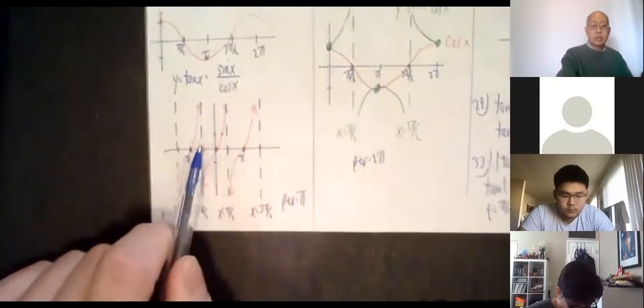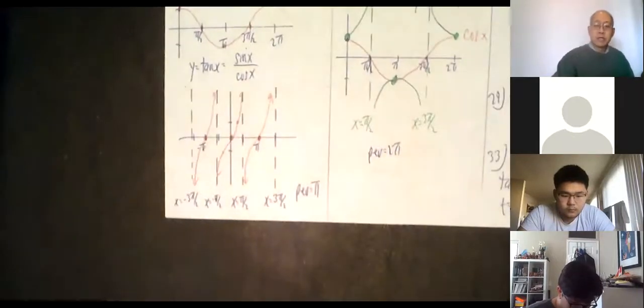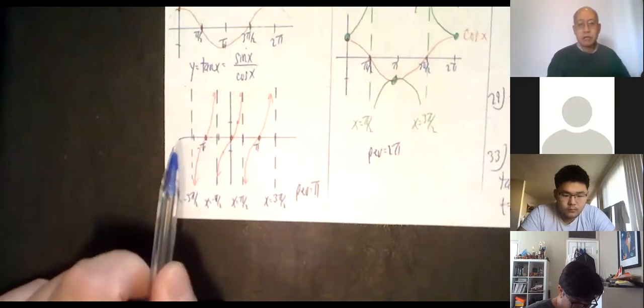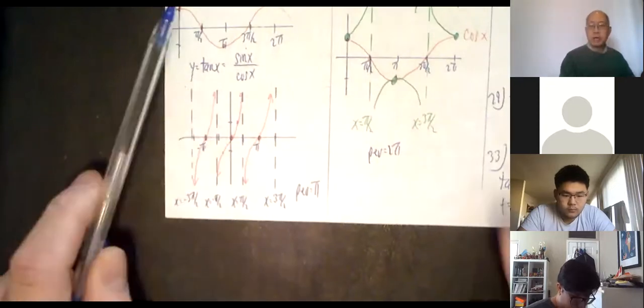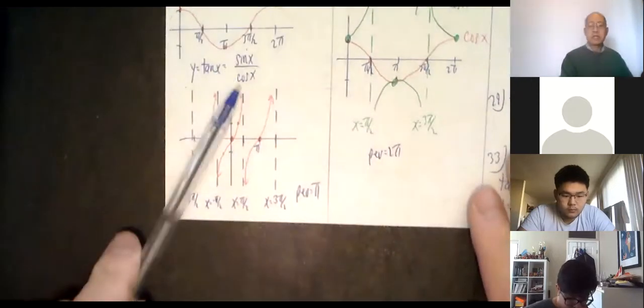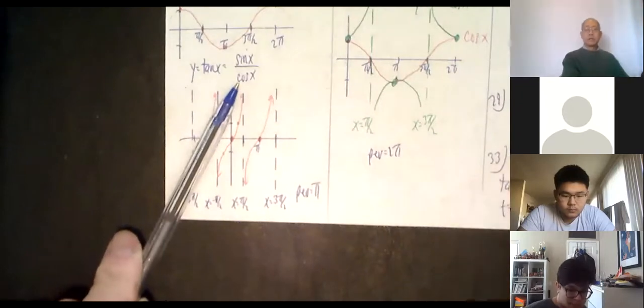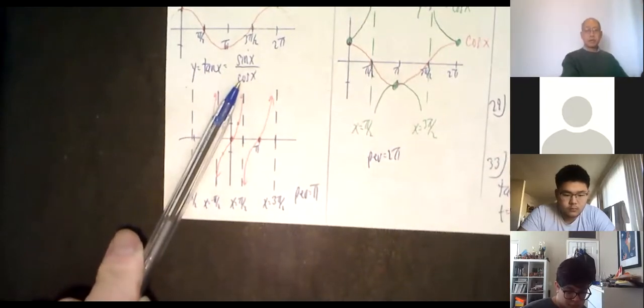All right, so here's the graph of the tangent. Okay, how do I get the graph of the tangent? Again, if you want to put this in your cheat sheet, you may. But so I'll talk a little bit about theory. It's sine x divided by cosine x. Okay, sine divided by cosine.